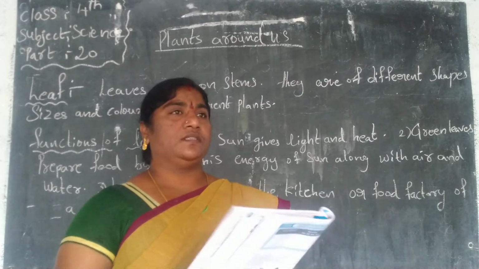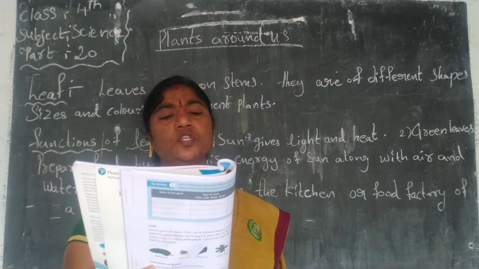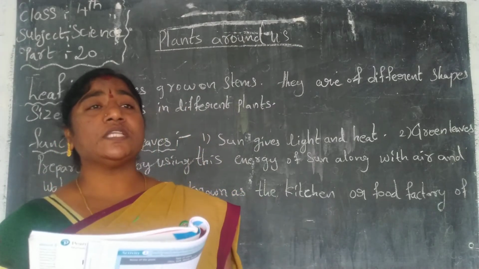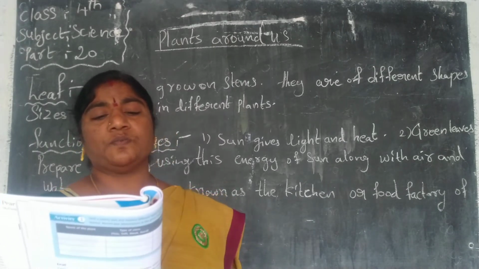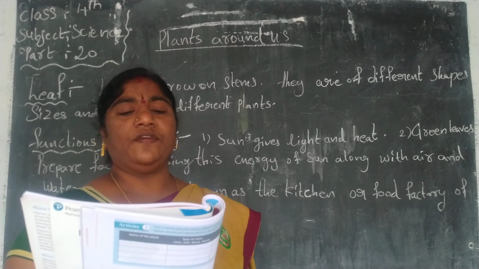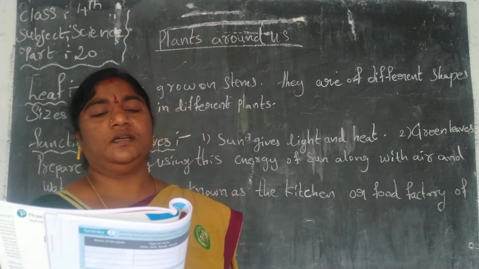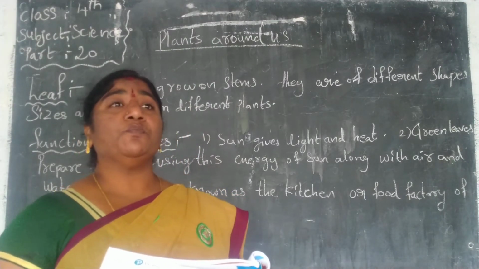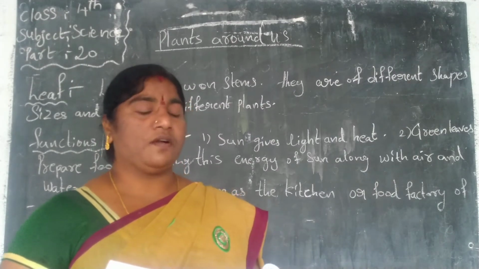And next, flowers. Flowers are the most attractive part of a plant. They grow from small buds present on the stem, and they vary in shape, size, color and fragrance. Yes, the most important, most beautiful part of the plant is the flower.